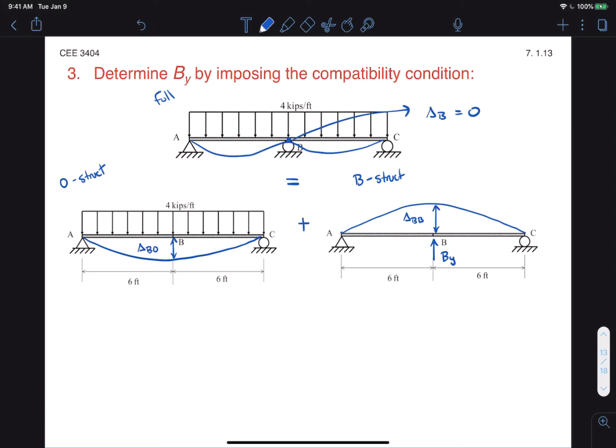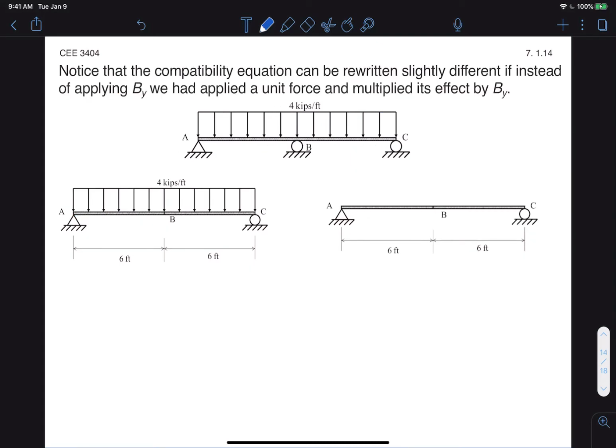So the compatibility equation that we want to enforce is that By should be a value such that, right? So we get to define By such that delta BB cancels out delta B0. Okay, so in order to do that, we'll actually slightly change our definition of that B structure to make things a little bit easier. So again, we have our real structure equal to our 0 structure plus our B structure. But in this case, I'm going to define my B structure a little more generally.